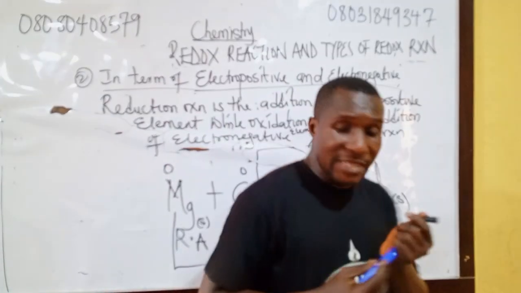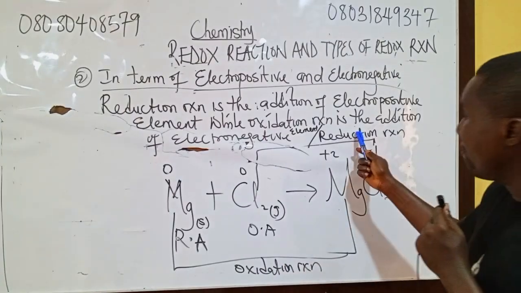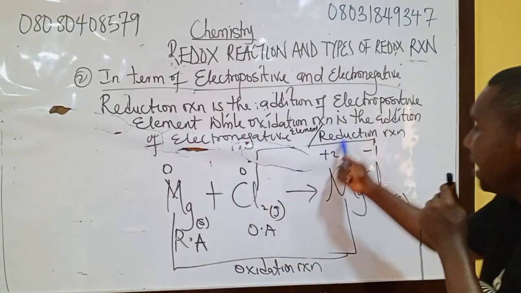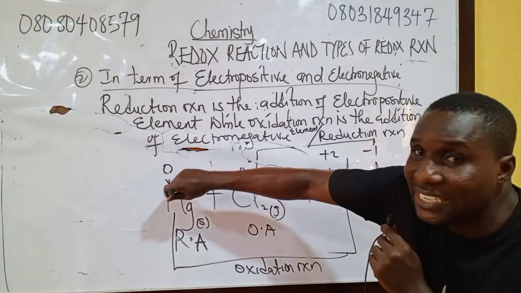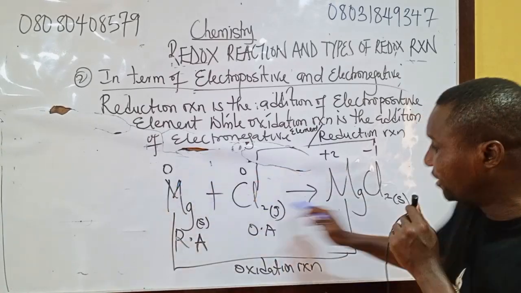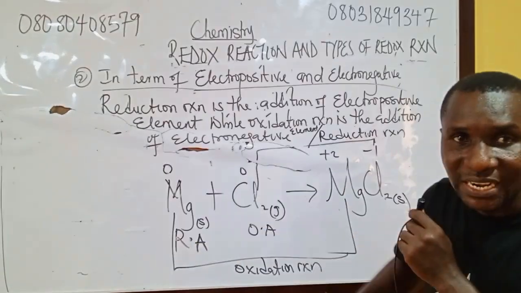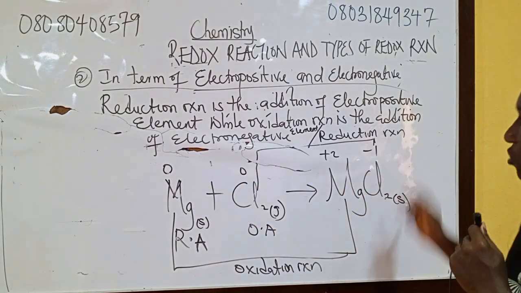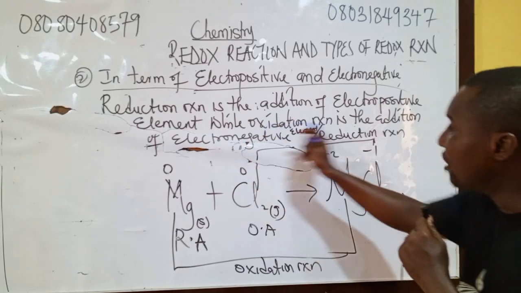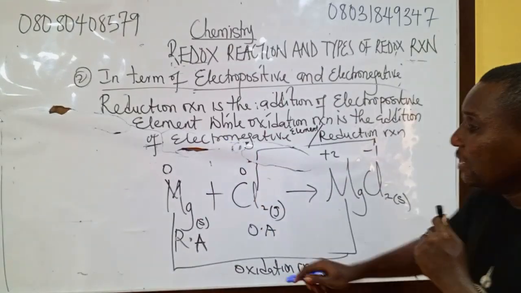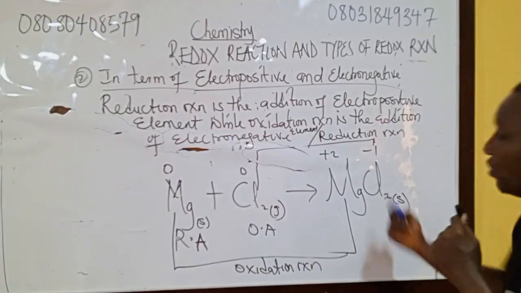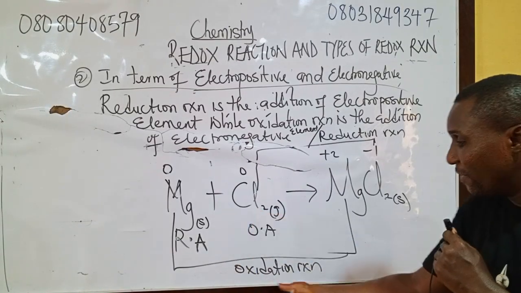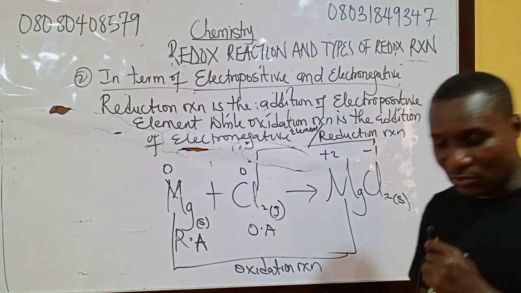Take note. I said reduction reaction is the addition of electropositive element. Can you see, chlorine that undergoes reduction reaction has added this metal, an electropositive element, to itself. This magnesium is an electropositive element. The chlorine has added magnesium to itself, reduction reaction. Then oxidation reaction is the addition of electronegative element. Magnesium has added chlorine to itself. Magnesium has added electronegative element to itself. That is, it undergoes oxidation reaction.